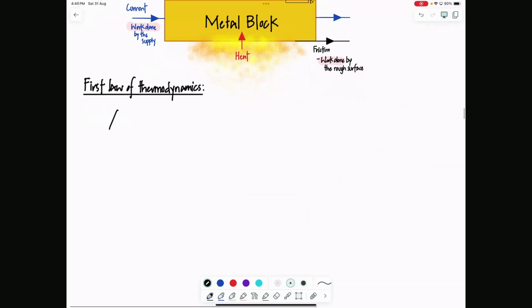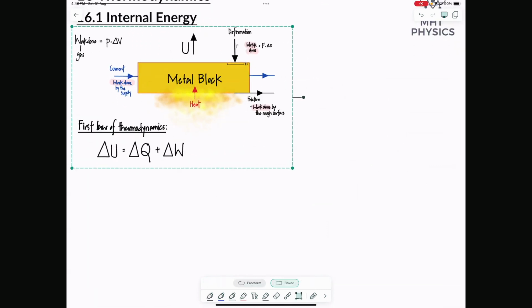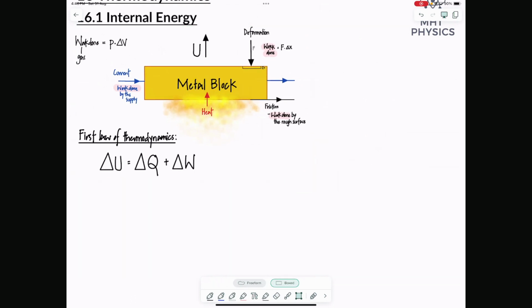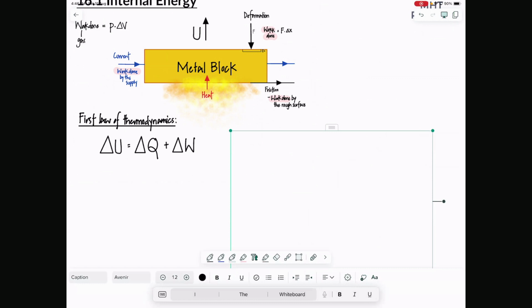First law: the change in internal energy of a material is equal to the change provided due to heat, plus the change due to work done. So these are partial steps, like the different ways you can increase energy, but yeah, this is the law that we have. First law. Second law is not part of the syllabus. Zeroth, first, second.